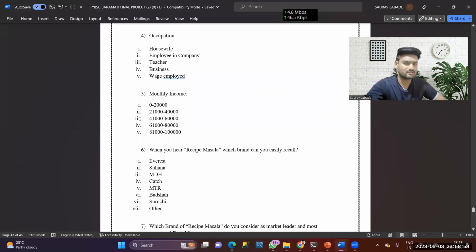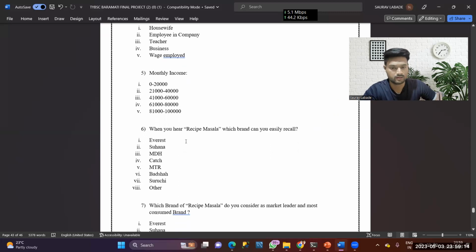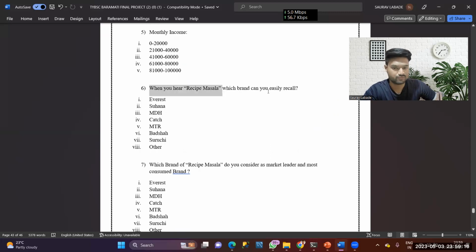So these are the questions you can just type in Google Docs, okay, and share the Google form with your friends or your relatives, and just collect the data. Monthly income, and these are some questions which are related to the project. When you hear recipe masala, which brand do you consider?